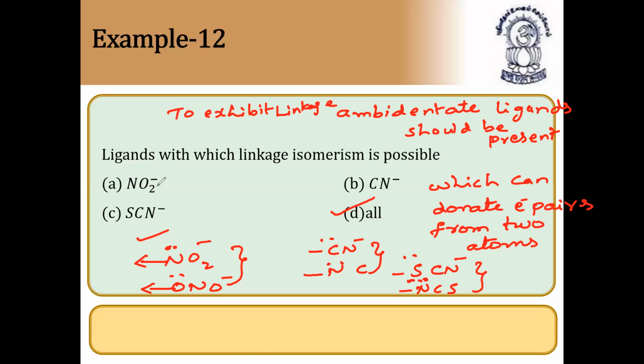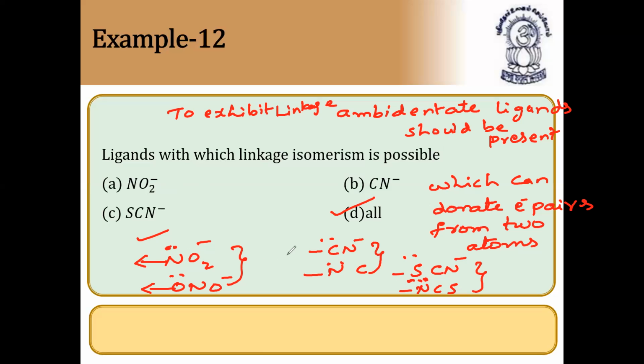So ambidentate ligands means NO2 minus, CN minus, SCN minus. All are ambidentate. If the donation is from nitrogen, we'll call it nitrito-N. If donation is from oxygen, we'll call it nitrito-O. If donation is from carbon, we'll call it cyano. If donation is from nitrogen, we'll call it isocyano. If donation is from sulfur, we'll call it thiocyanato. If donation is from nitrogen, we'll call it isothiocyanato.